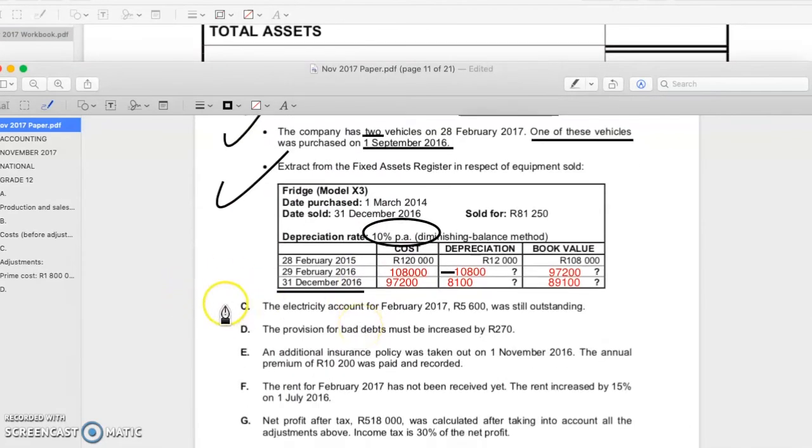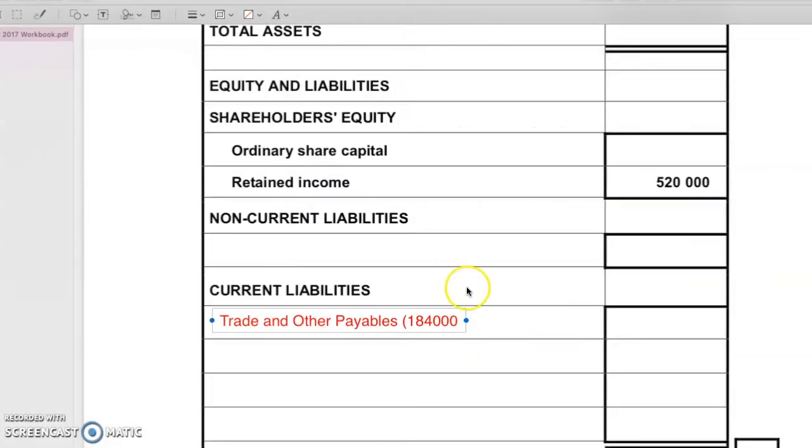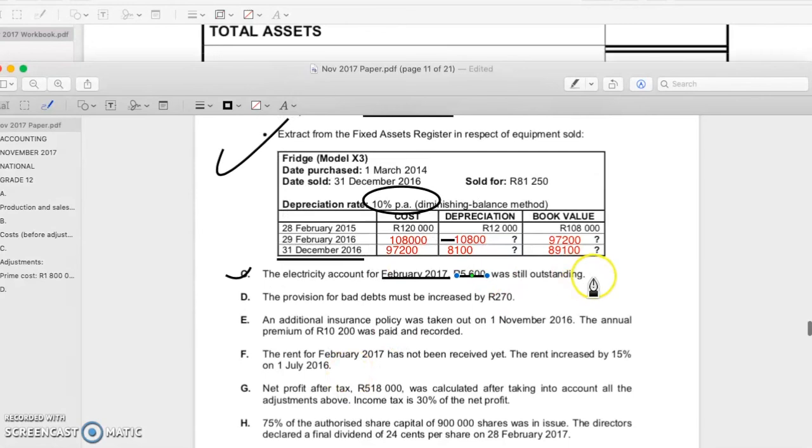Okay, so we have the electricity account for February 2017 was still outstanding. So for 1 month, we didn't pay electricity. That means it's an accrued expense. Accrued expense is a payable. And we need to add this amount to trade and other payables. So plus 5,600. Okay, because once again, this is an accrued expense.